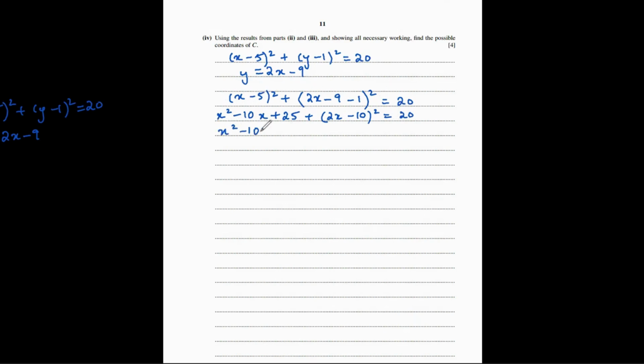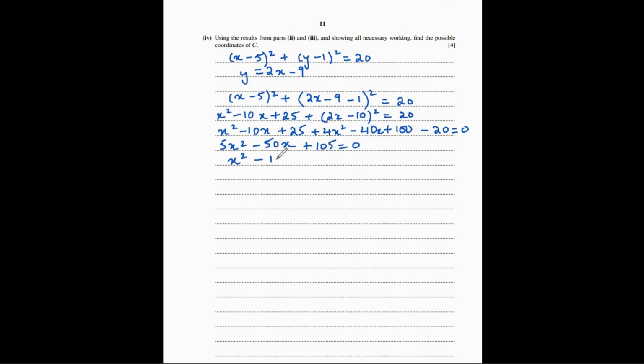X squared minus 10x plus 25 plus 4x squared minus 40 plus 100 and bring the 20 to the other side. So negative 20 equals to 0. X squared plus 4x squared is 5x squared. Negative 10x minus 40x is minus 50x. And then 25 minus 20 is 5 plus 100 is 105. We can divide all terms by 5, so that's going to give us x squared minus 10x plus 21.